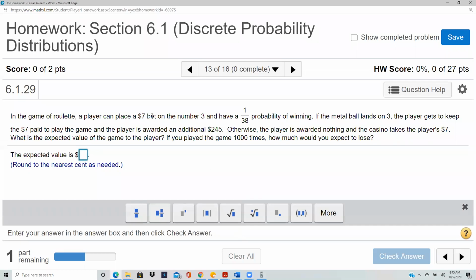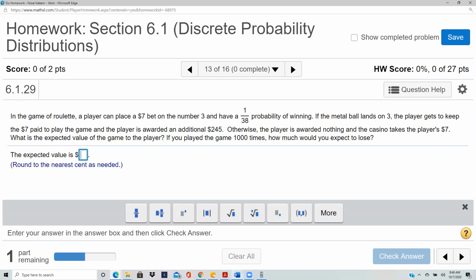A player can place a $7 bet on number 3 and have a 1 by 38 winning probability. If the ball lands on 3, the player gets to keep the $7 and is awarded an additional $245. Otherwise, the player is awarded nothing and the casino keeps the $7. What's the expected value of the game?